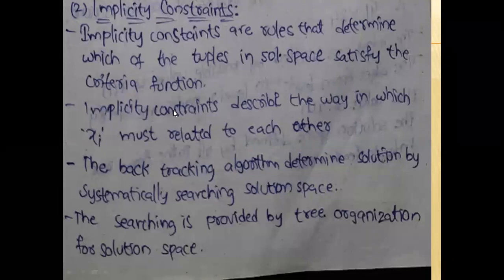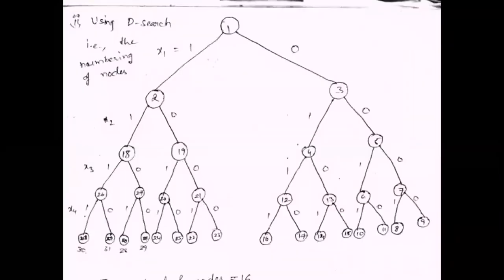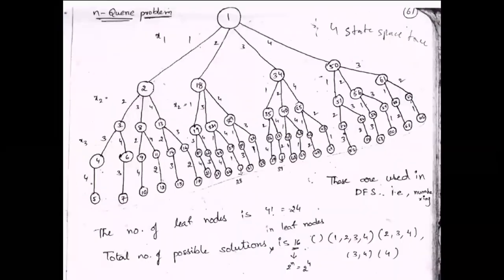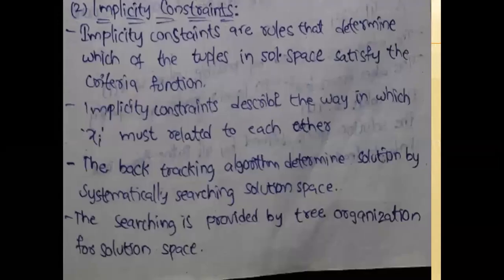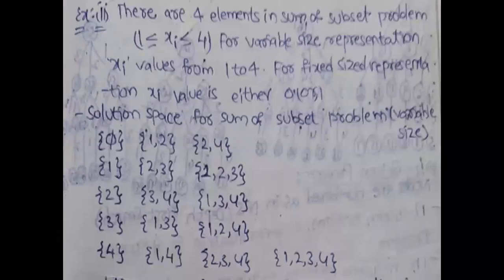Today we are discussing the solution space tree for subsets. In subsets, the explicit constraints are represented in two ways.